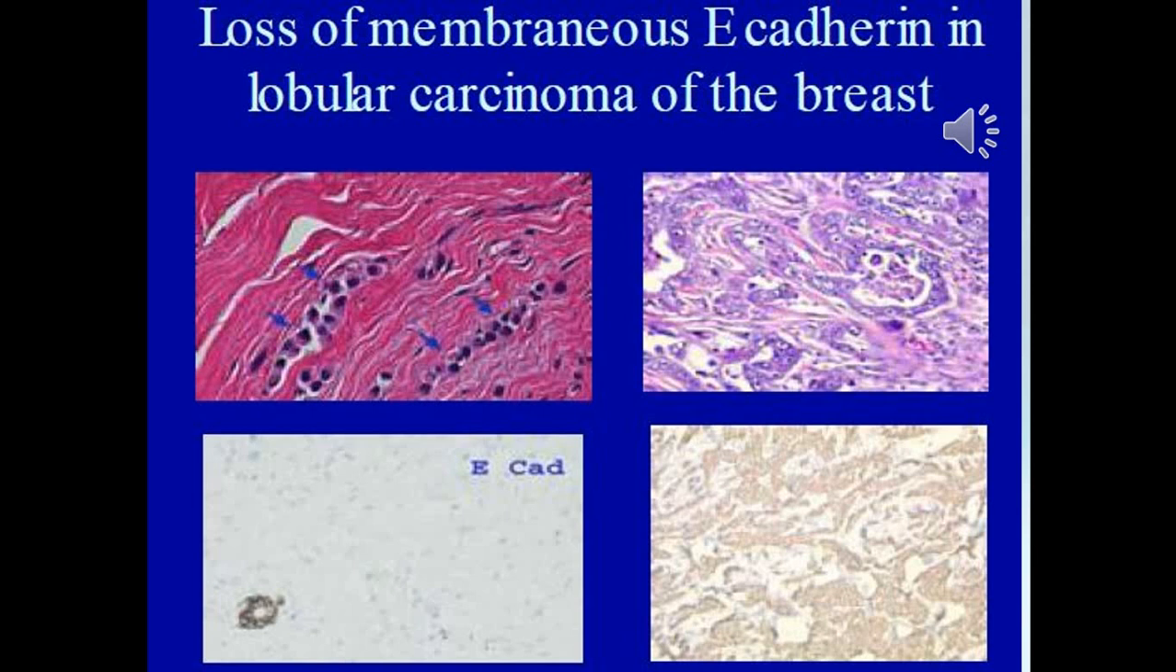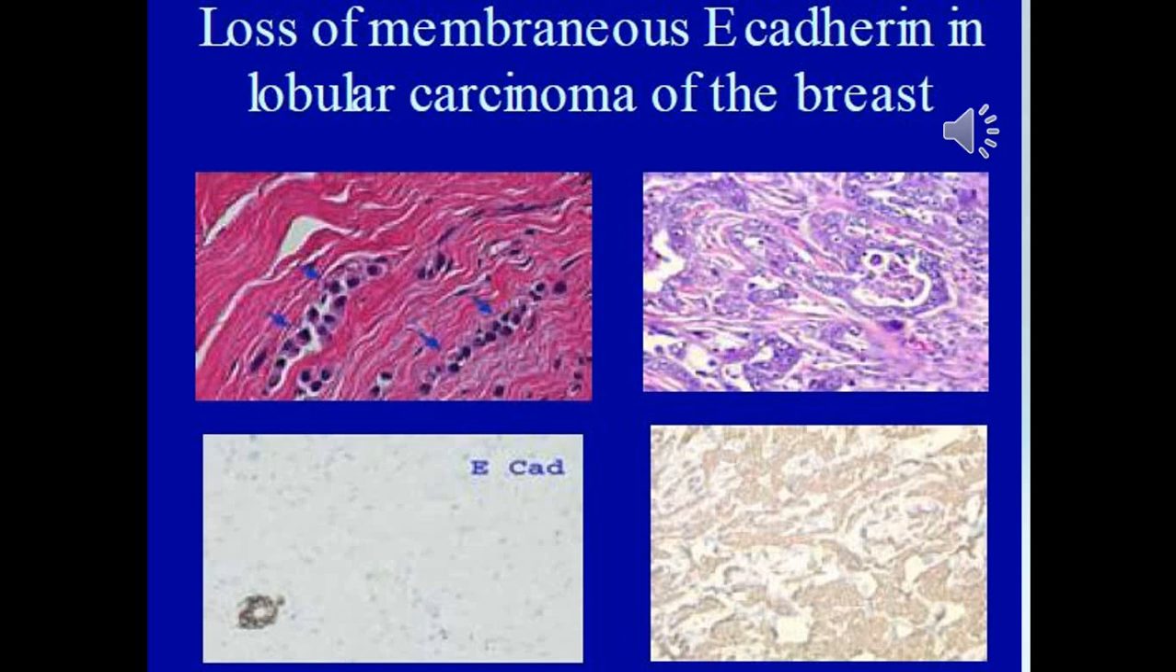And below it, on the left side, is the immunohistochemistry stained section, where there is a loss or a reduced expression of these E-cadherins. On the right side, the top picture is the hematoxylin and eosin stained section of another type of breast cancer, of ductal type, where there is an expression of E-cadherins, which is shown by the brownish stain on immunohistochemistry in the bottom picture on the right side.